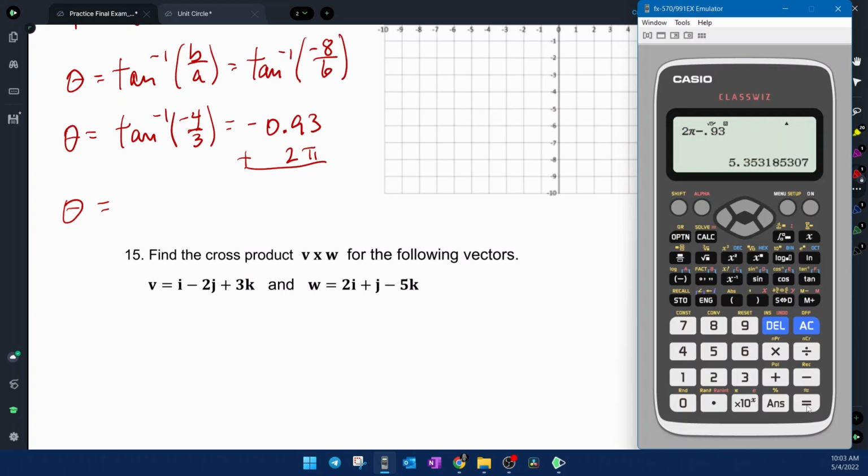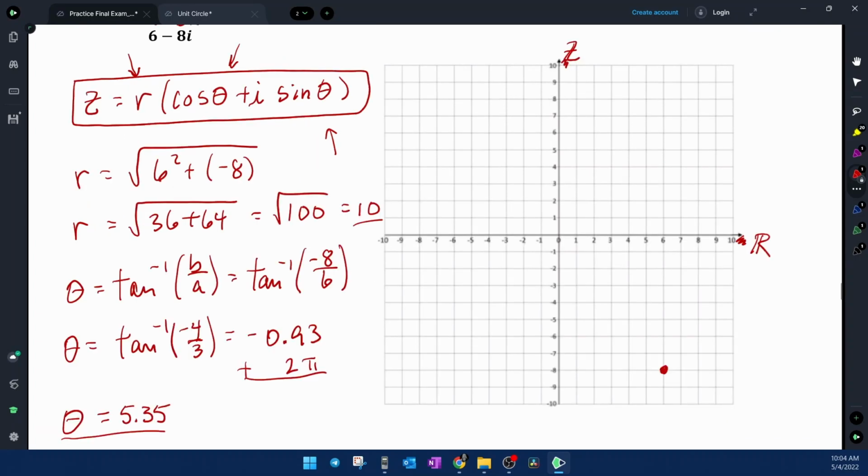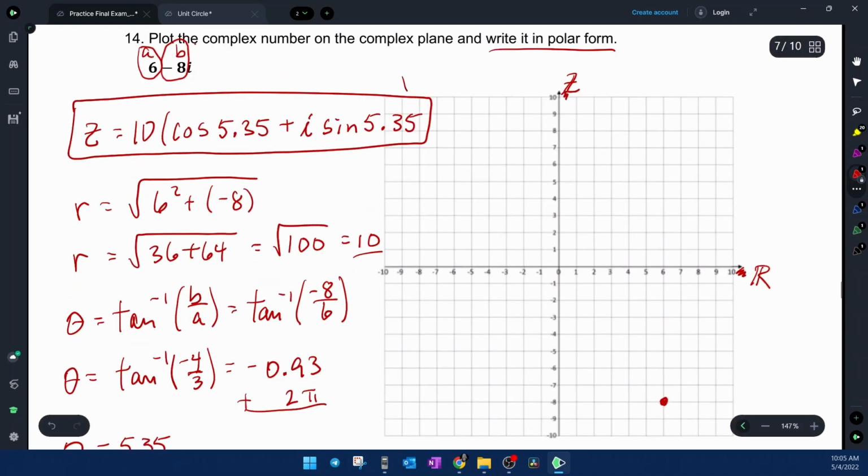Rounded again to 2 decimal places would be 5.35. And remember, this angle is in radians, so please do not put a degree symbol on that. Now that we know r and theta, we can go back to our formula and plug and play. So our radius was 10, and for theta, that was 5.35. And that's going to get us our polar form that we needed for the complex number.